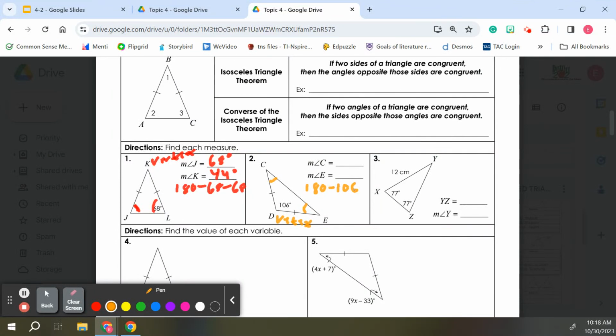Take out your calculators. Those are going to be super helpful. What's 180 minus 106? Good. 74. All right. And then we're going to take that and divide it by 2, which gives us 37 for each. Okay, so this is 37 and this is 37.